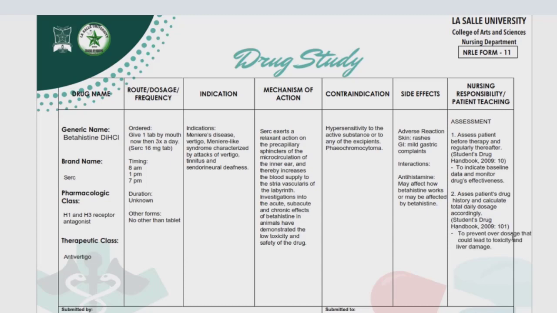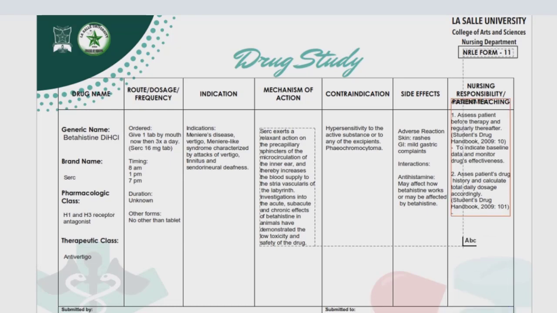2009 version, page 10. And its rationale is to indicate baseline data and monitor drug's effectiveness. Because there are patients taking betahistine nga dili na sila madutlan. So, i-ask nato sila if nakatake na ba sila og betahistine or wala pa, or unsa ang effect sa betahistine sa ilaha.